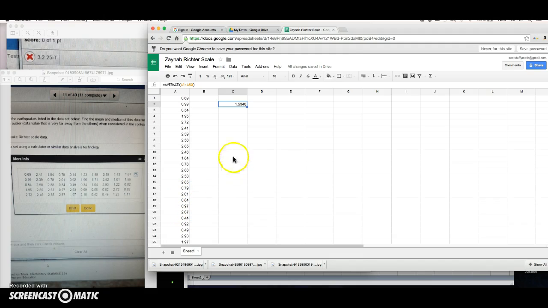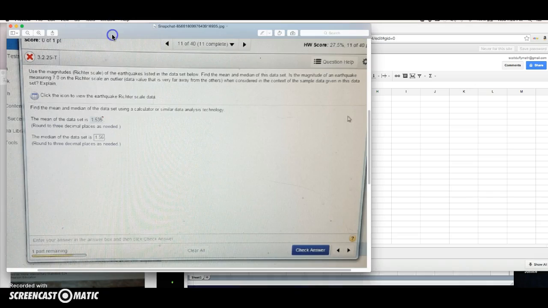which is the same thing as if we added all these up and then divided by 50. Actually, let's do that. I'm going to say the sum of, and it actually gives you that as an option right away. Sum of these, and then close that parentheses and divided by the 50 values. And as you can see, it gives us the same answer. So that is our mean or average.